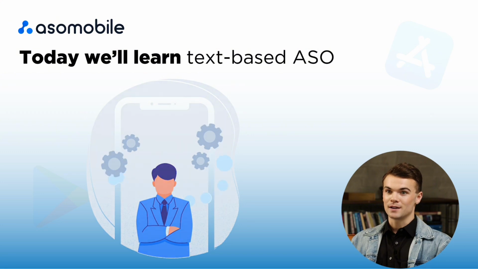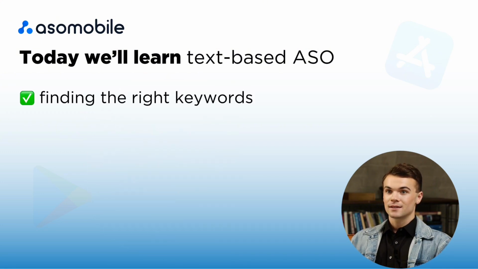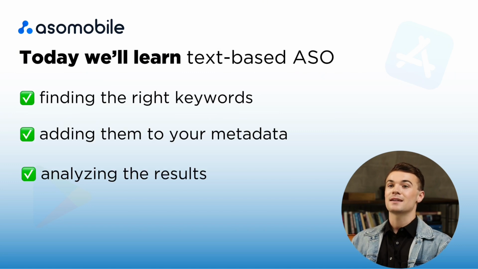You'll see the full process, broken down into 3 simple stages: finding the right keywords, adding them to your metadata, and analyzing the results. Let's optimize your app in just 5 minutes using ASOMobile.